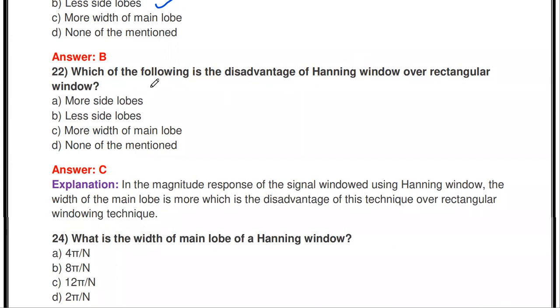The next one: which of the following is the disadvantage of Hanning window over rectangular window? The disadvantage is the larger width of the main lobe; the width of the main lobe is broader. In a rectangular window, the width of the main lobe is 4 pi divided by N, but in the Hanning window it is 8 pi divided by N. So the width is twice that of the rectangular window. That is the disadvantage, since usually the main lobe should be very narrow.